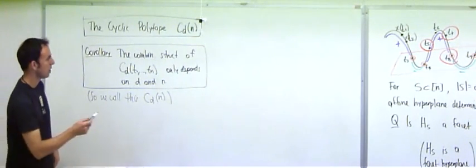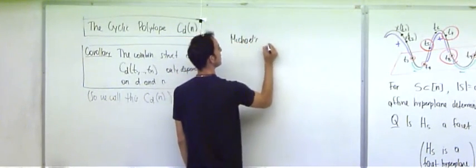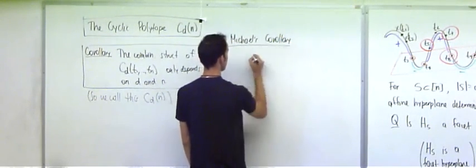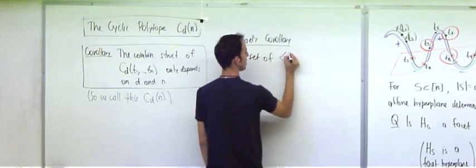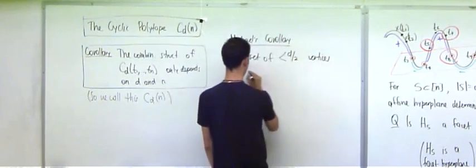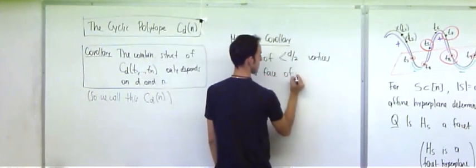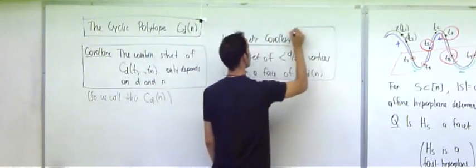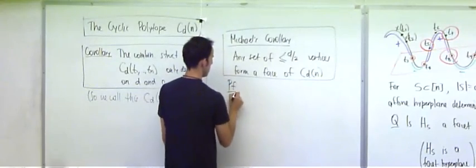Okay. So here's Michael's corollary. Any set of less than d over 2 elements, vertices, form a face. Less than or equal. Yeah. Proof.